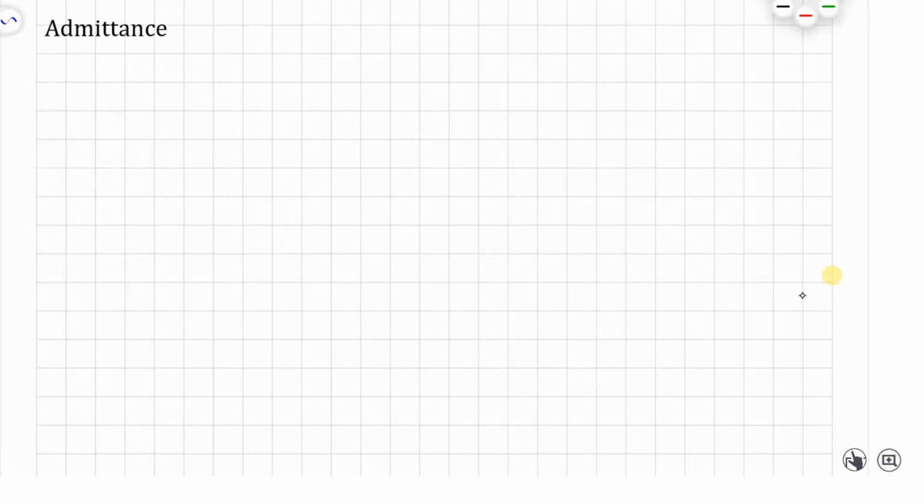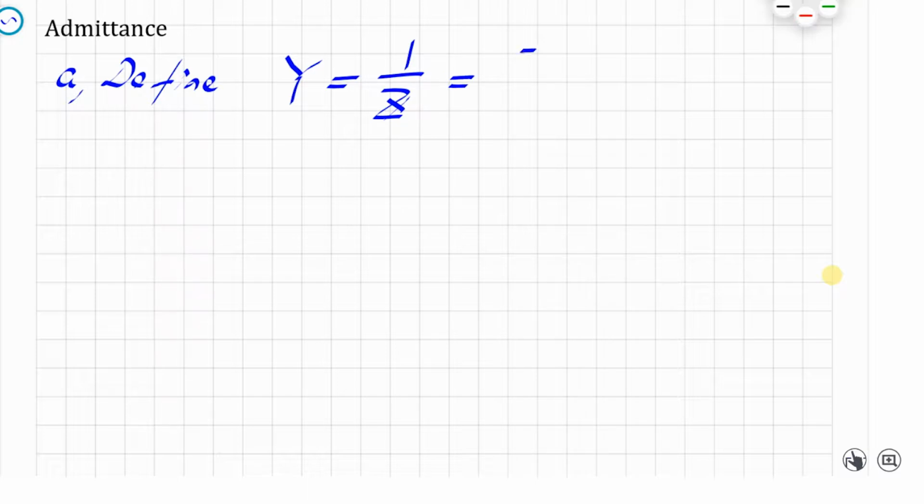Now let's look at admittance. First, we define admittance, for which we use capital Y, as the reciprocal of impedance. And that, by definition, also is the current divided by voltage. And of course, in phasor expression, it has magnitude and phase angle.